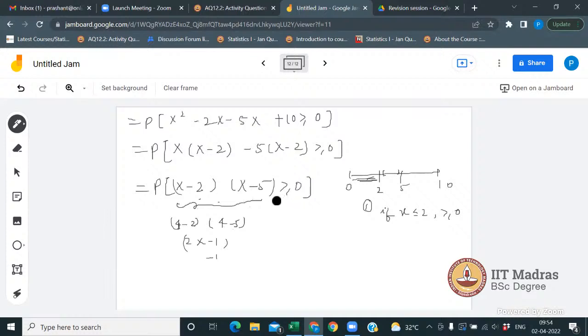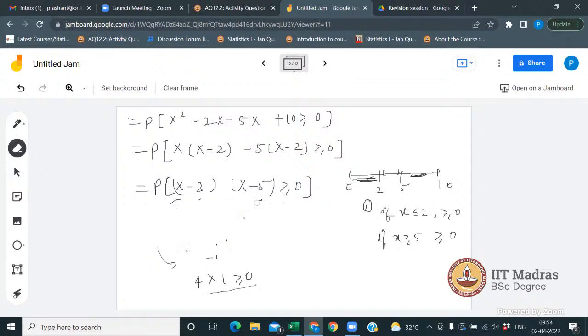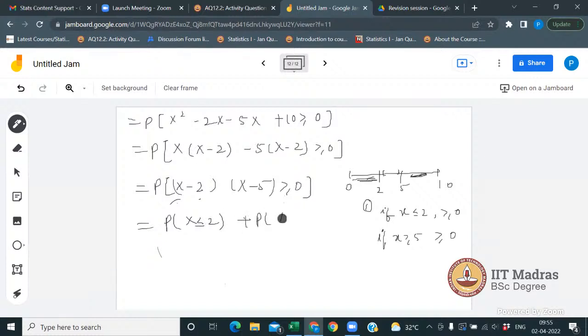Yes, sir. Now, if your x is greater than 5, suppose 6, that means 6 minus 2 is 4 into 6 minus 5 is 1. It will give you a positive quantity. Yes, sir. Means if x is greater than 5, then it will give this positive quantity. Yes, sir. Till this point is clear. Now, can I write this as probability x is less or equal to 2 or probability x is greater or equal to 5? Yes, sir. Because for these two ranges, this condition is satisfied, right?